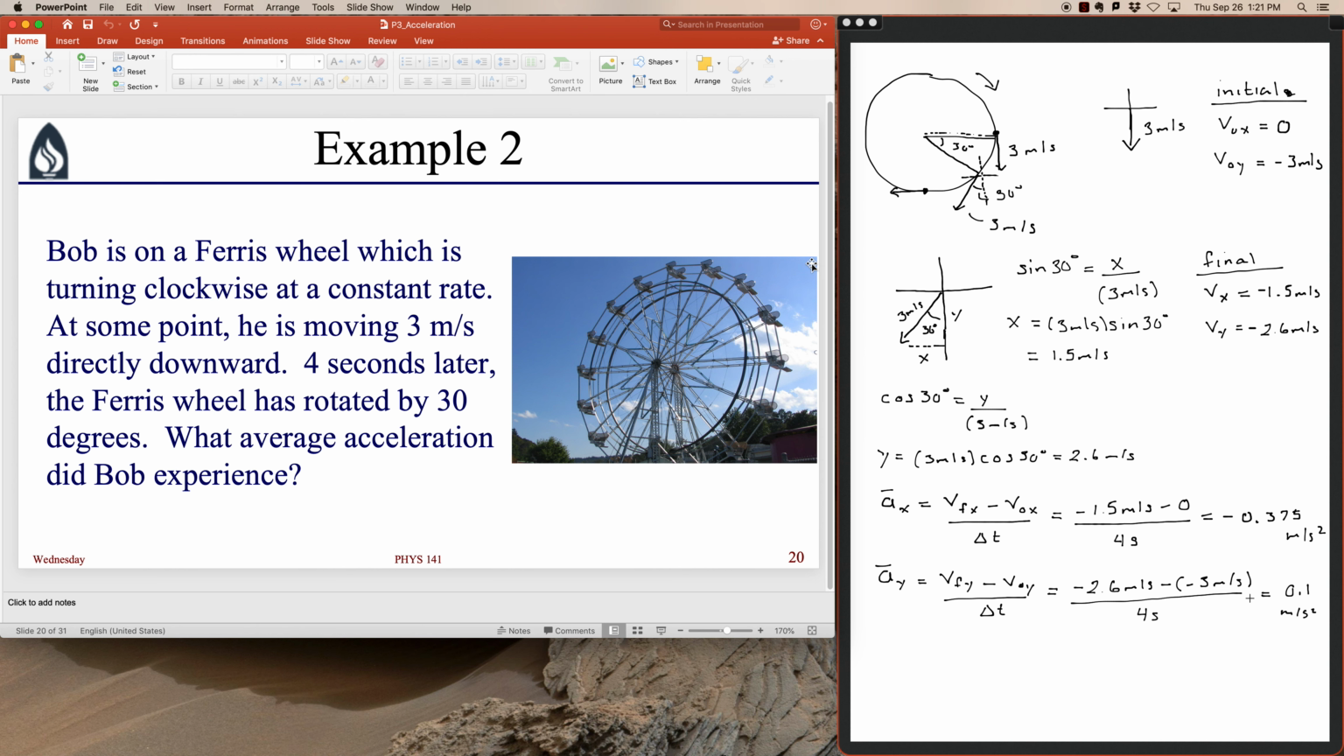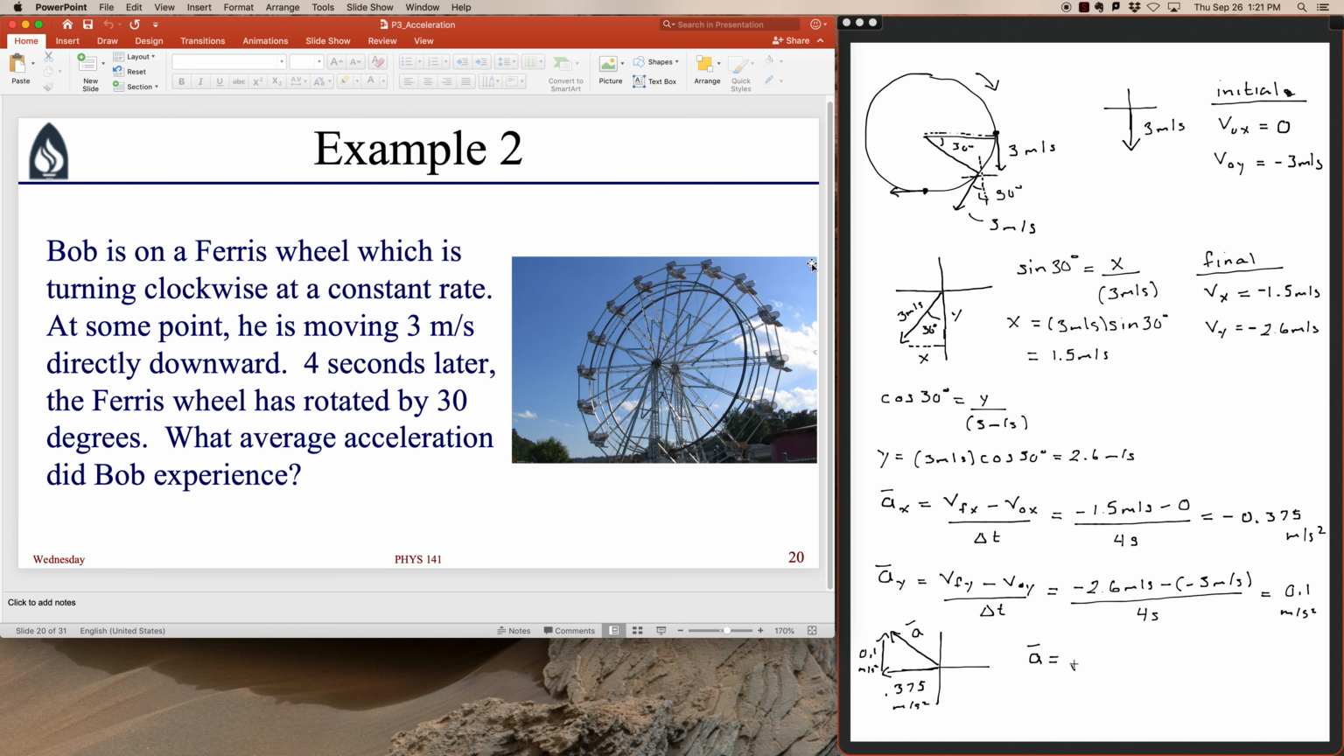So I should draw a picture of what the average acceleration vector looks like. So here are my coordinate axes, and the x component of the acceleration is negative. So it's negative, and it has a magnitude of 0.375 meters per second squared. And the y component is actually positive. So in the y direction, the component has a value of 0.1 meters per second squared. And then if I add the two components together, I get my average acceleration.